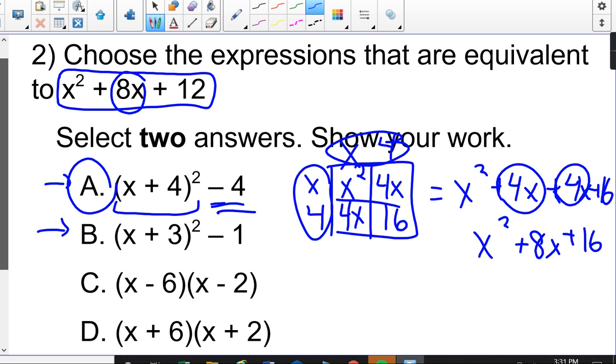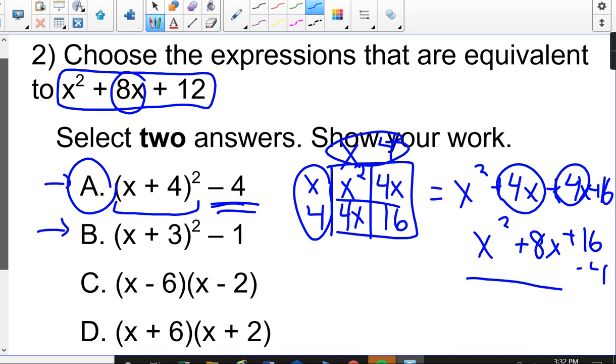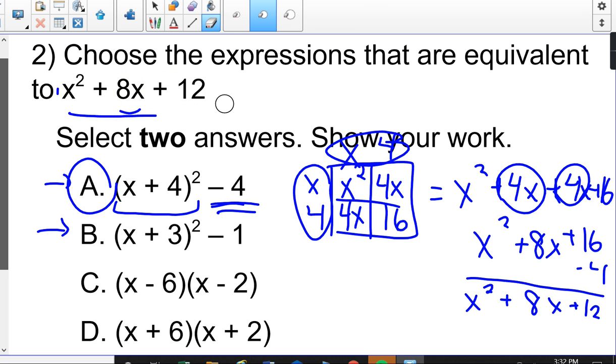And then don't forget, we have that minus 4 outside. So we're going to subtract 4. So we have x squared plus 8x, and then 16 minus 4 is positive 12. So you see that A is equivalent to the original standard form of the equation that we were given. Okay, next we want to find the factored form of this expression.